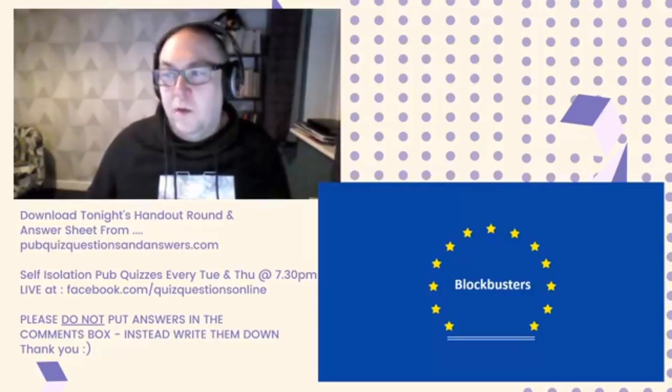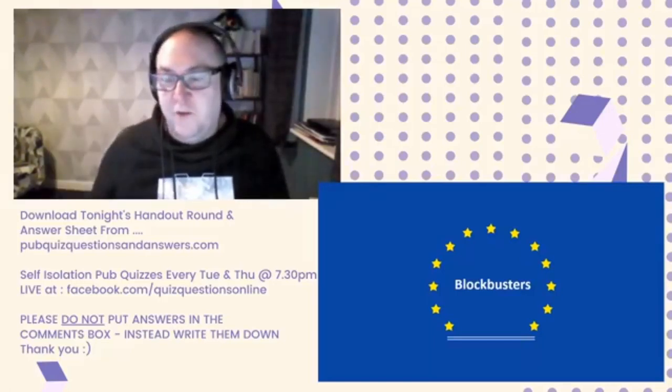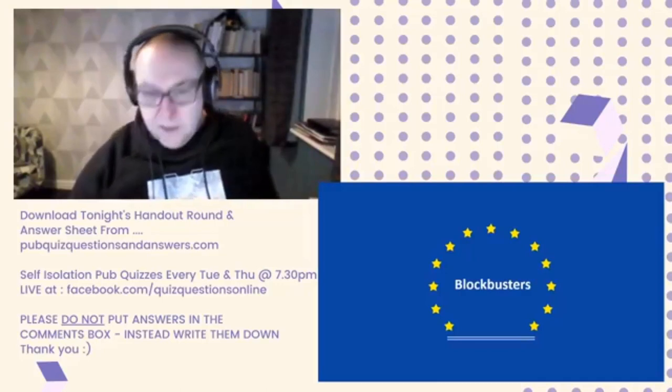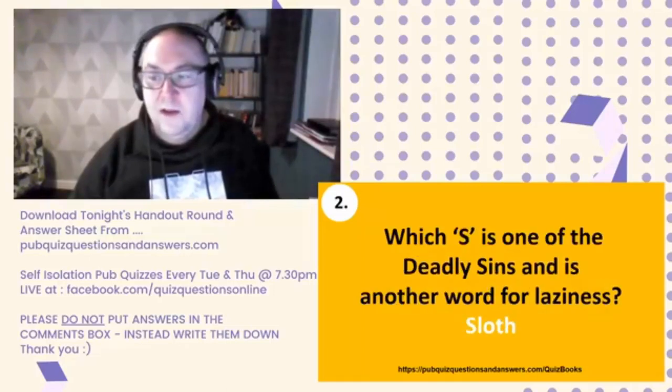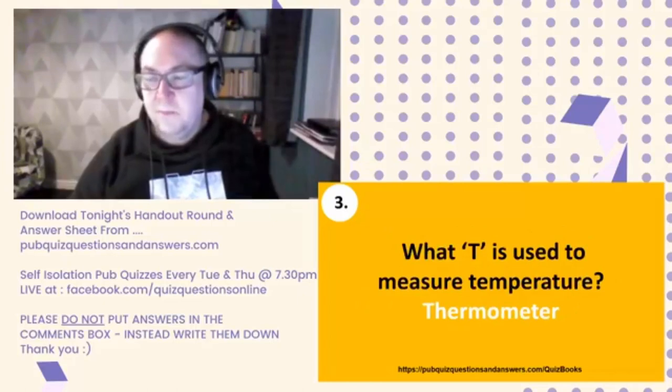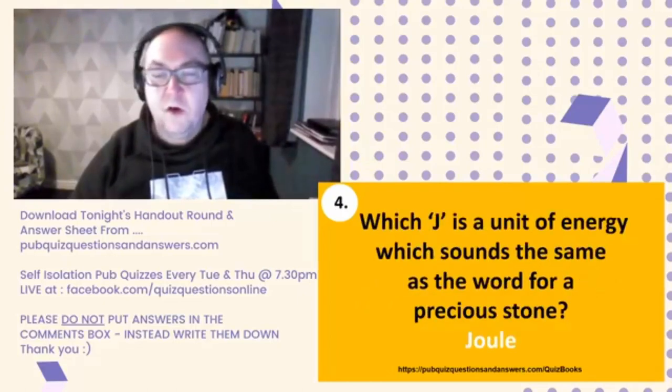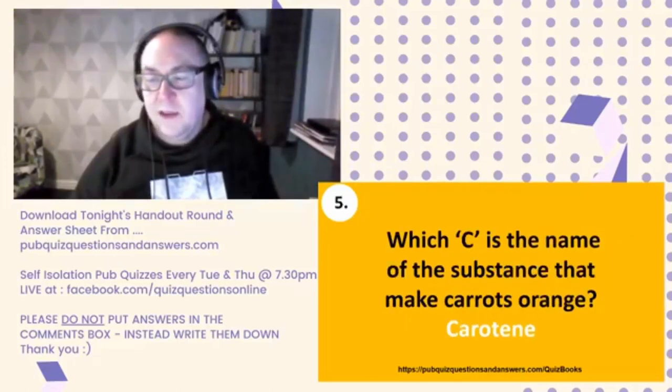Okay, so 1 point per correct answer for this round. Number one was almonds. Two is sloth. Three, thermometer. Four, jewel. And five, carotene.